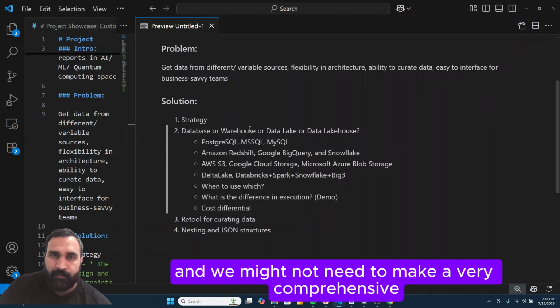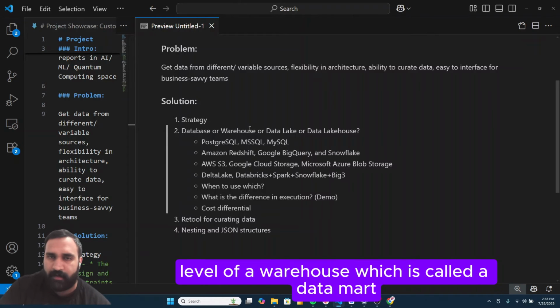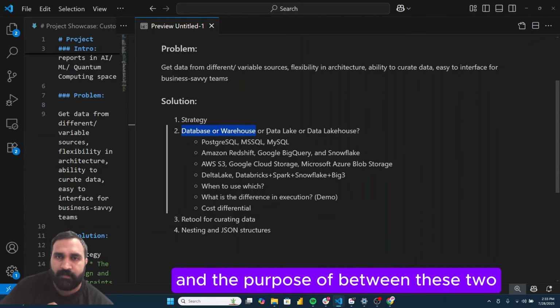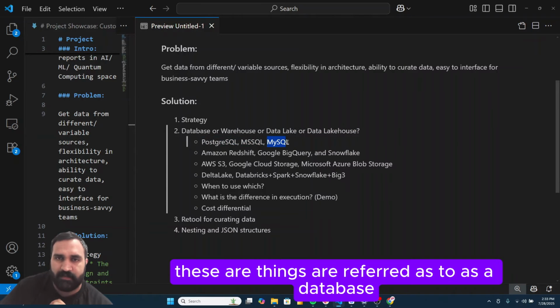And we might not need to make a very comprehensive warehouse, but we would still need to make the minimalist level of a warehouse, which is called a data mart. Now, having explained the difference and the purpose of these two, the others become easier. So a database is like PostgreSQL, MS SQL, MySQL. These are referred to as databases.